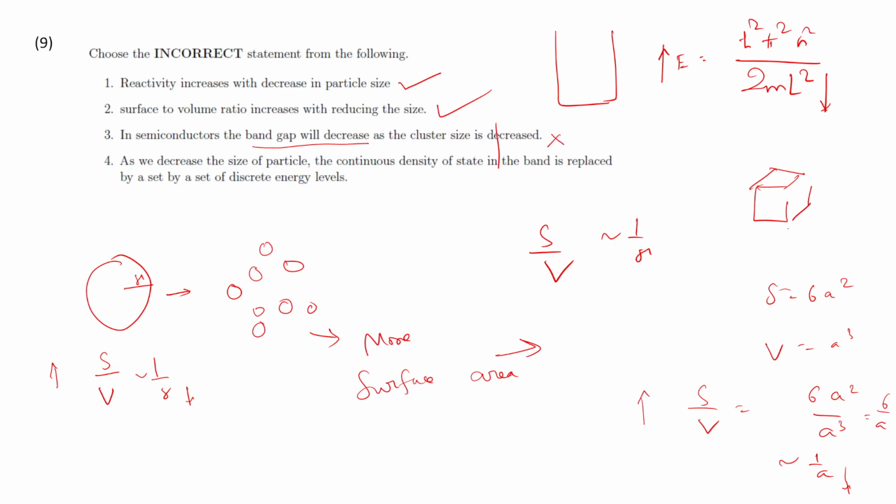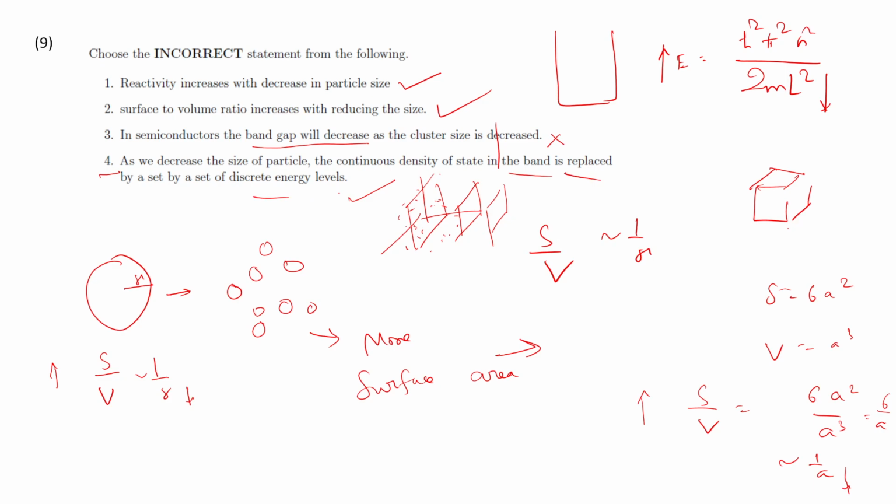Now the fourth option: as we decrease the size of the particle, the continuous density of states in the band is replaced by a set of discrete energy levels. This is true, as we saw in the previous example that earlier kx, ky, kz were all continuous and nearly placed. But on decreasing the dimension along one of the directions, we now have planes of kx and ky values. So as you decrease the size, the continuous density of states in the band is replaced by a set of discrete energy levels.